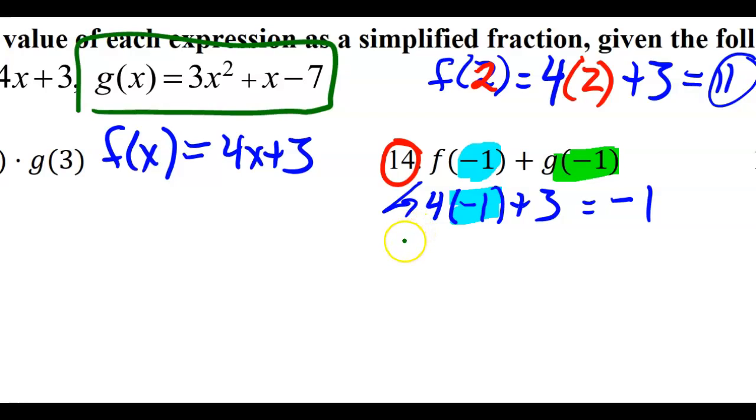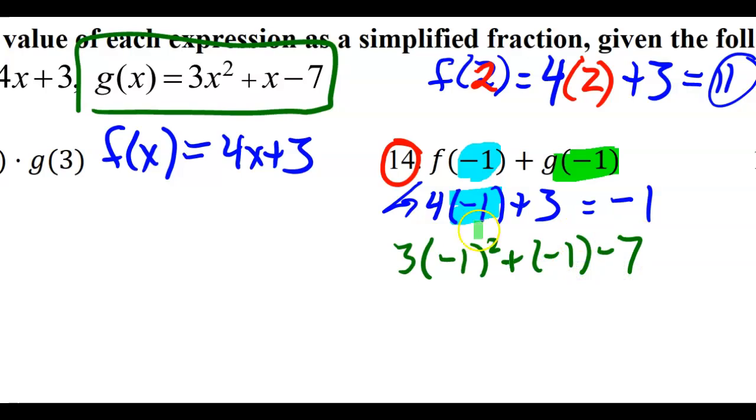I'm going to have 3 times negative 1 squared plus negative 1 minus 7. So I've replaced the x with the negative 1. Everywhere there's an x, it's now negative 1. Have to do exponents first. So negative 1 squared is 1. So what I now have is 3 and then minus 8. So negative 5.